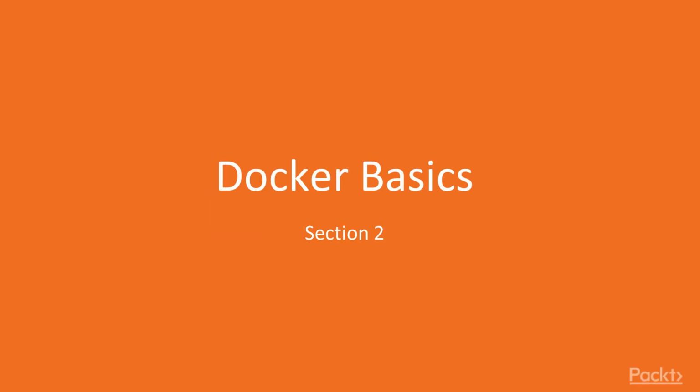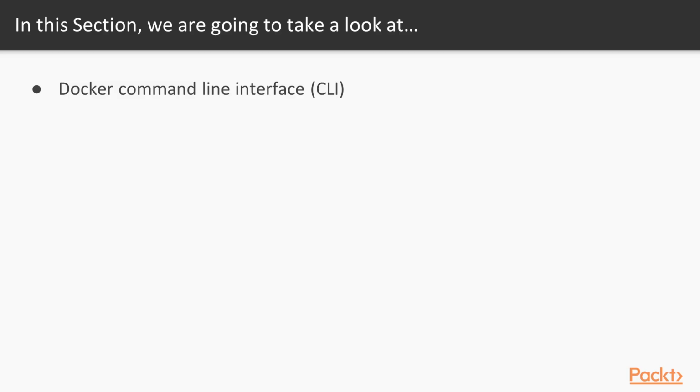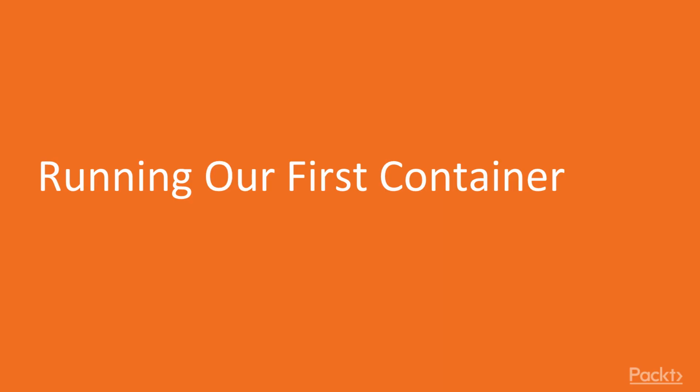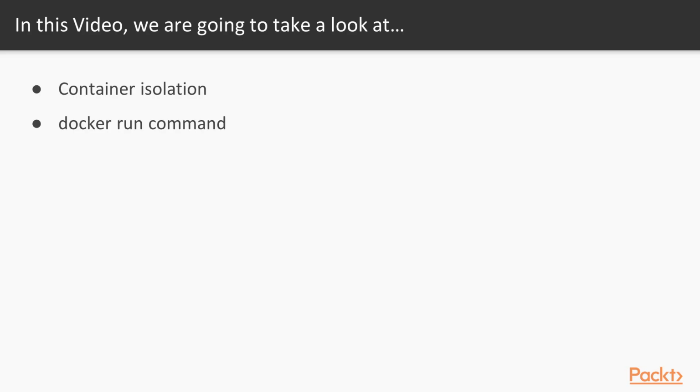To section 2 of our course, Docker Basics. In this section, we are going to take a look at the Docker command line interface. We are going to go through the commands. But let's get started. In section 2.1, we are going to run our first container. In this video, we are going to take a look at container isolation and the Docker run command.